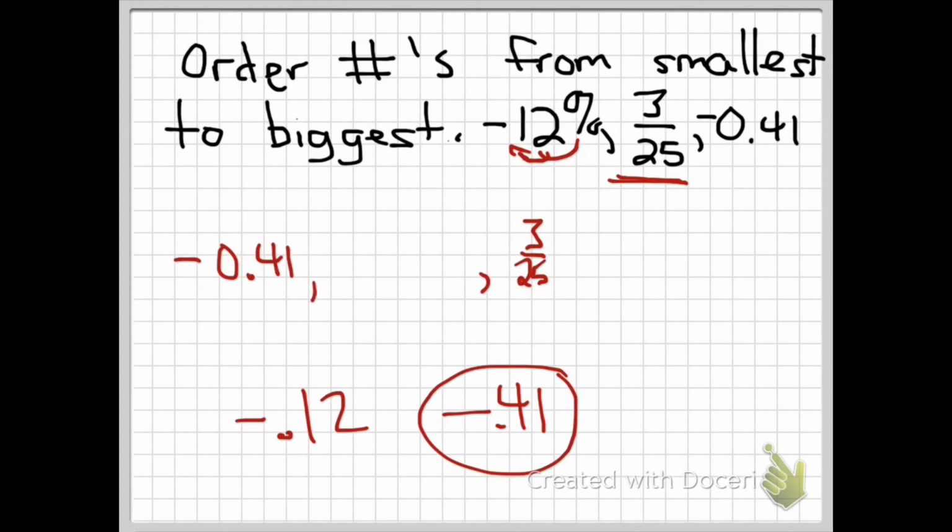0.41. And then when you go back to put these in order, you got to make sure that you're doing it in its original version. So negative 12% should be there, not negative 0.12. Otherwise, it could be marked wrong.